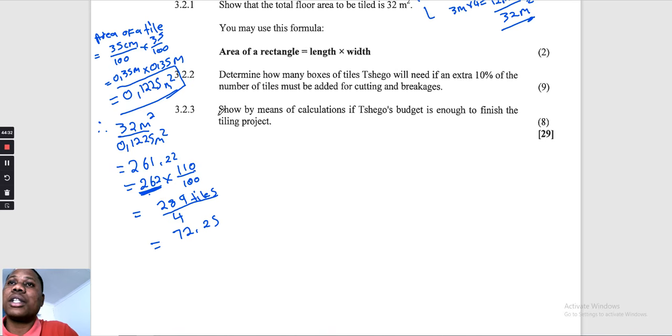So now what do we do? That means we are going to buy 73 boxes. Okay, now we proceed.